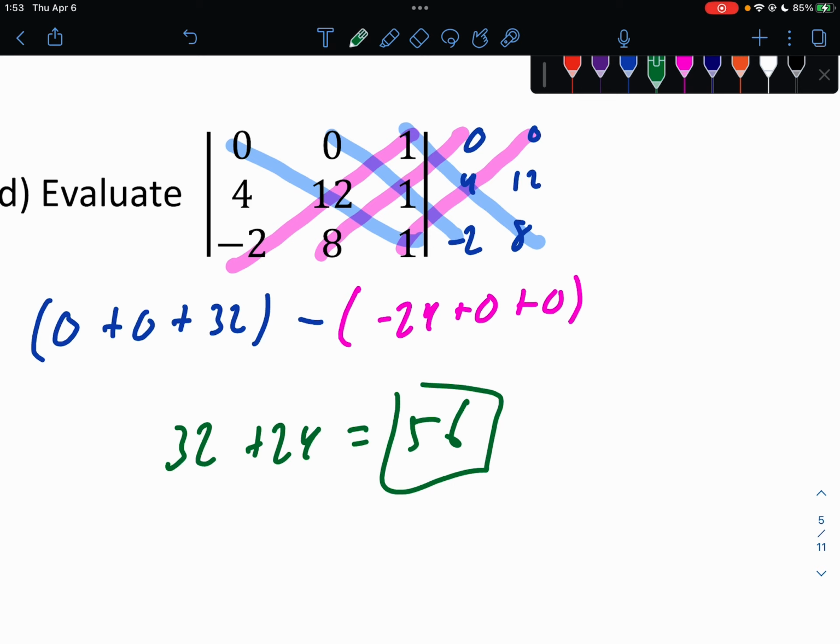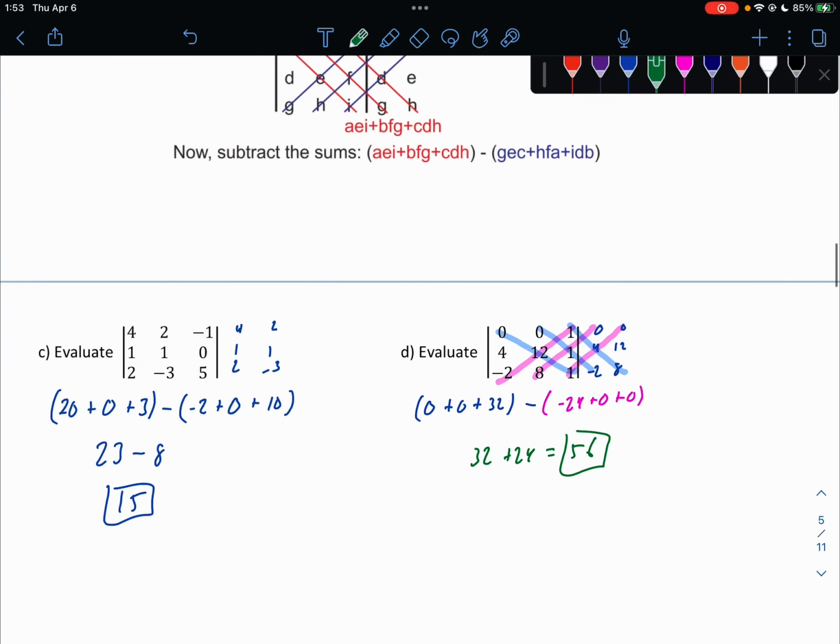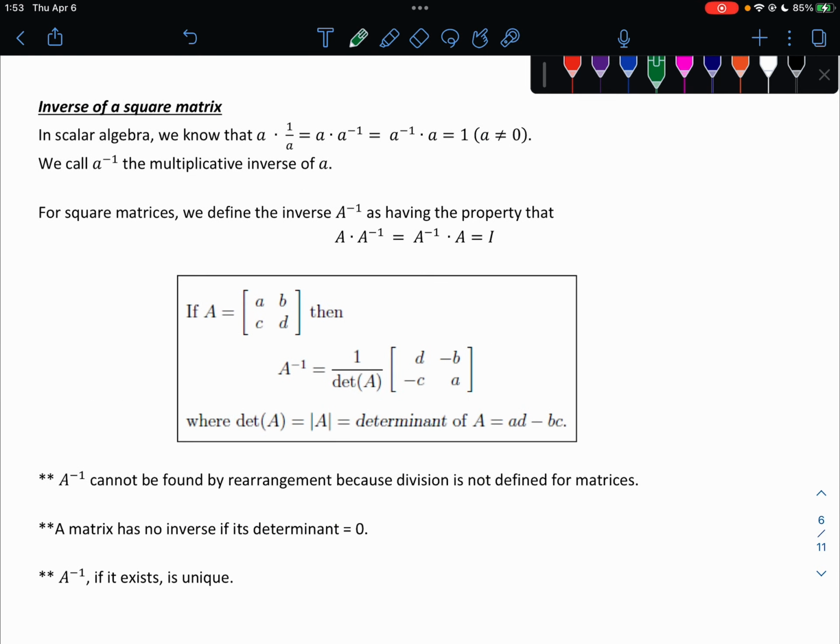So why is the determinant important? Well, that's going to be how we find an inverse of a matrix. In scalar algebra, we know that A times 1 over A equals A times A inverse equals A inverse times A equals 1, provided that A isn't 0. We call A inverse the multiplicative inverse of A.